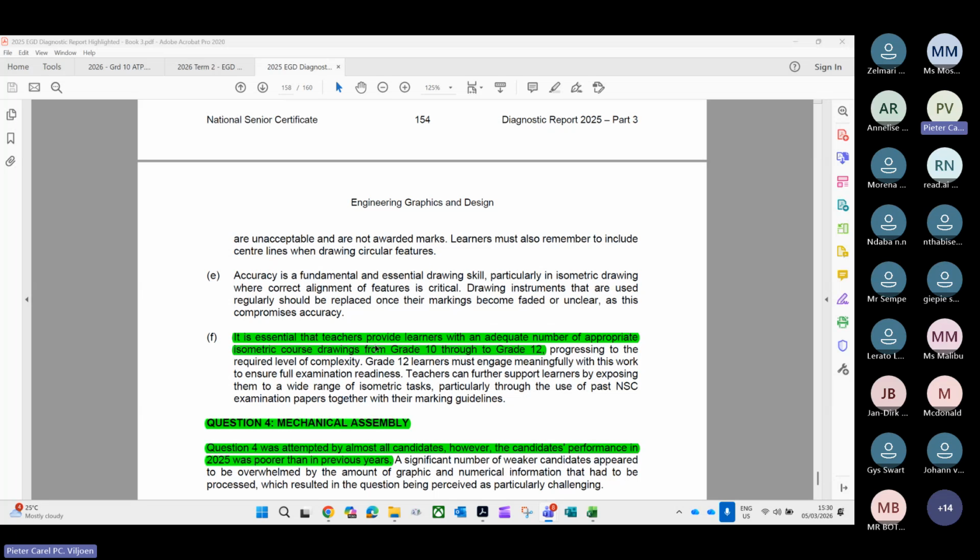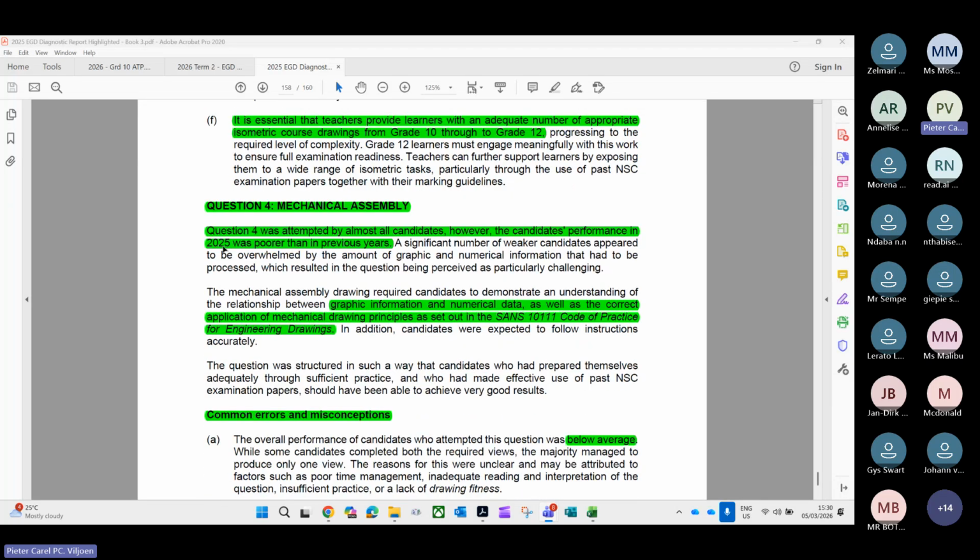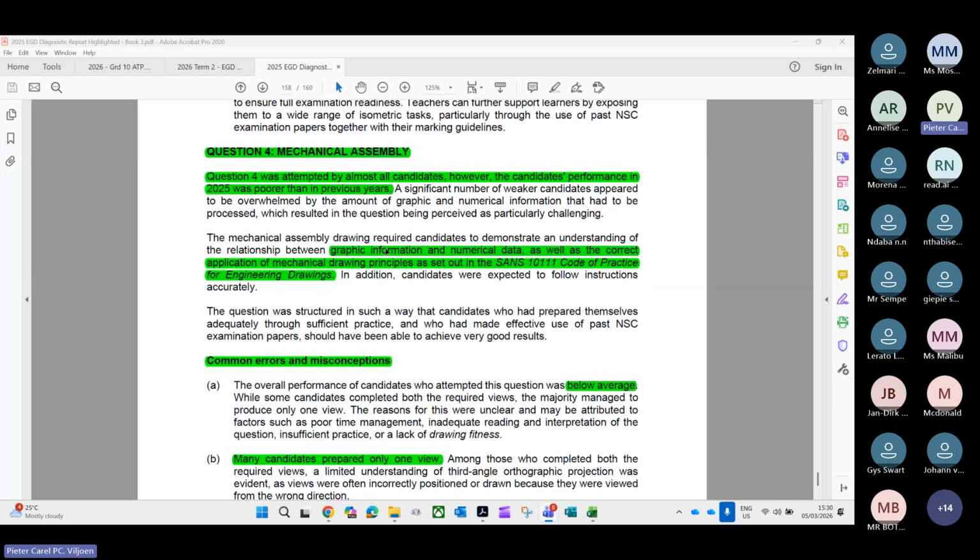Okay, it is essential that teachers provide learners with an adequate number of appropriate isometric drawings from grade 10 to grade 12. Mechanical assembly. Remember that grade 10 learners haven't got an assembly, it's only one model itself. That's question 4. It was attempted by almost all the candidates. However, the candidates' performance in 2025 was poor. There are reasons for that, so I am not going to say these are grade 10 reasons or something like that.